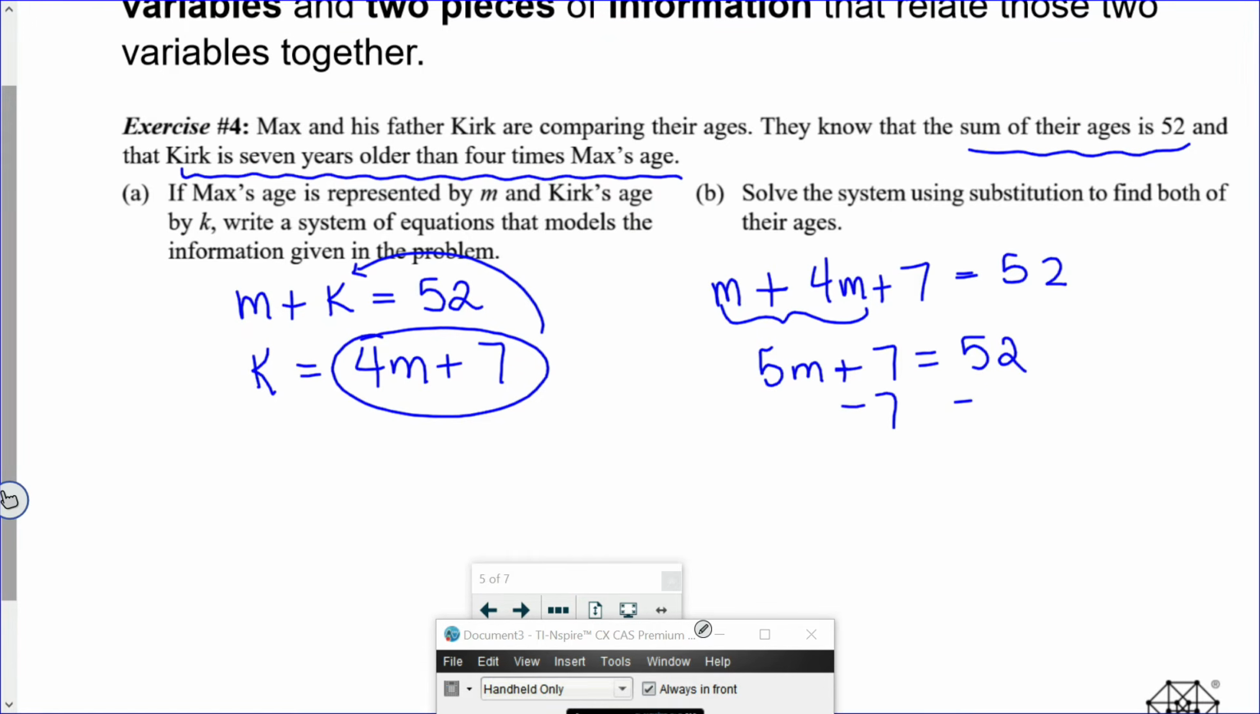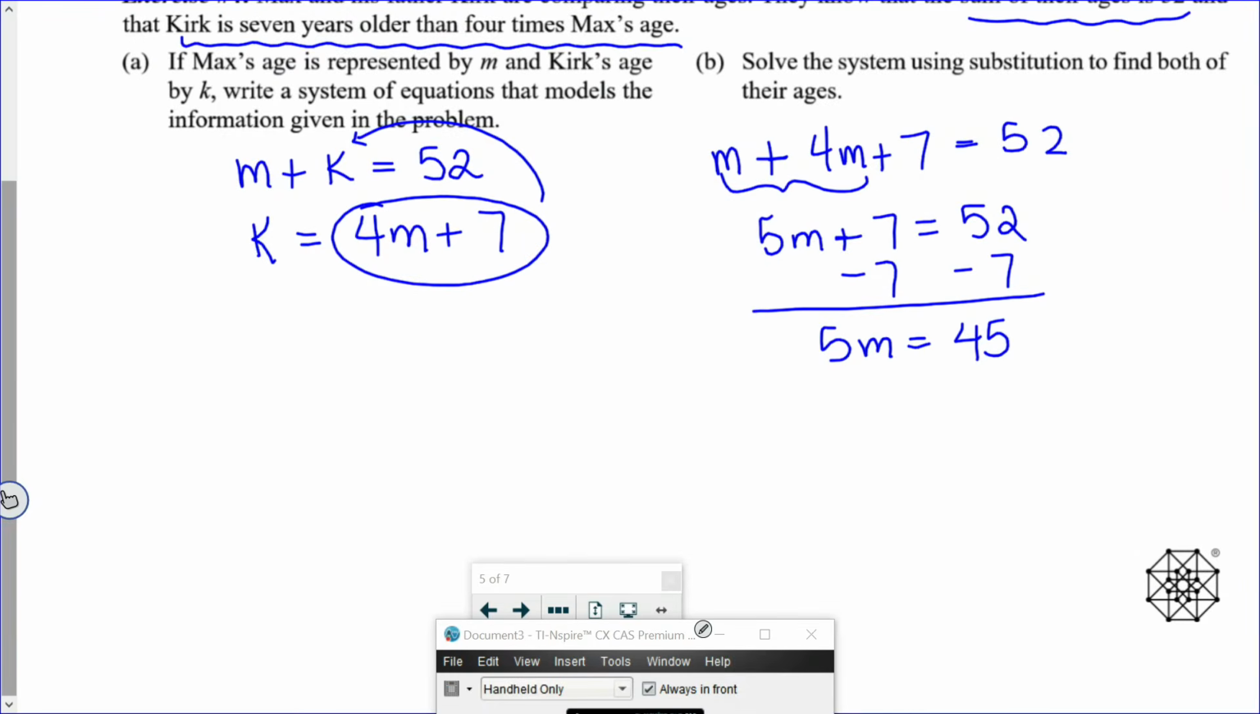I'm going to subtract 7 from both sides. I'm going to get 5m is equal to 45. I can divide both sides by 5. And I find that m is equal to 9, right? So Max is 9 years old. Let's figure out Kirk's age. Kirk is going to be 4 times Max's age plus another 7 years.